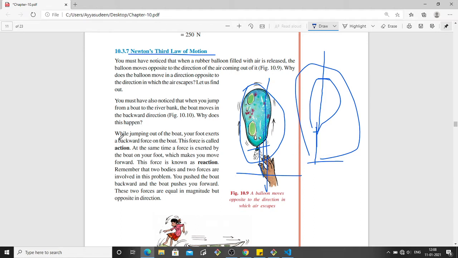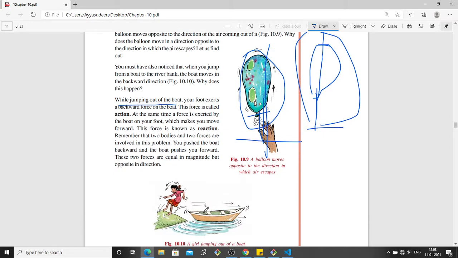While jumping out of the boat, for example, the foot exerts a backward force on the boat. At the same time, a force is exerted by the boat on your foot. So it makes you move forward. When you jump, there is a force that makes you go forward, and there is a force from your foot that moves the boat backward.